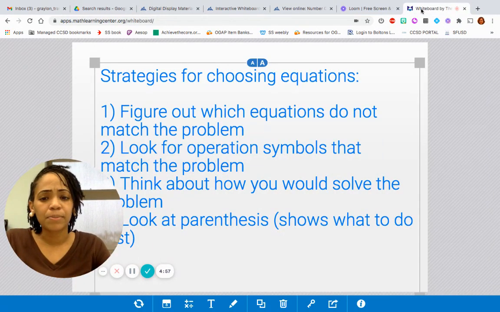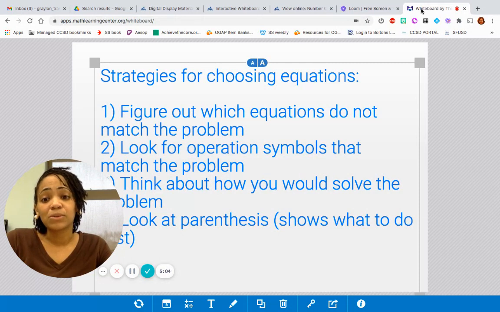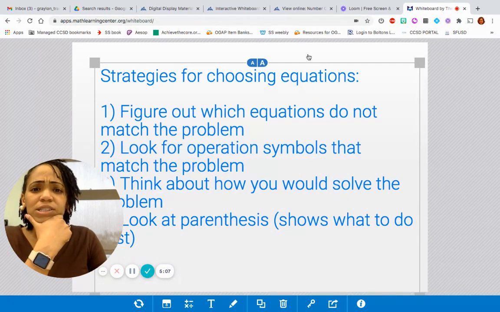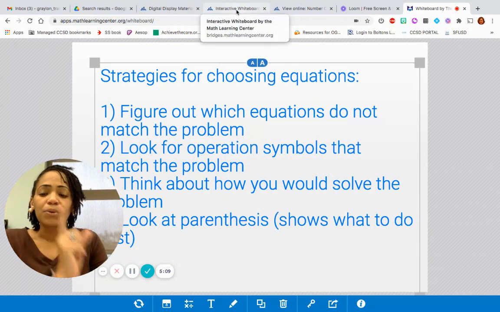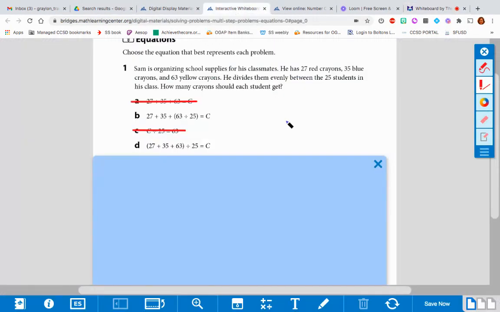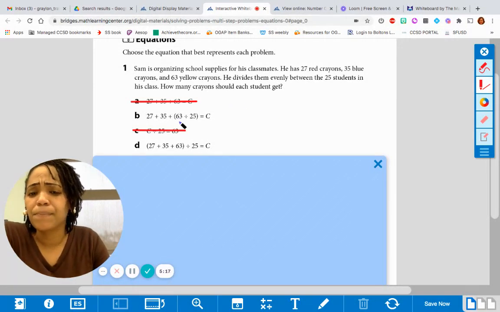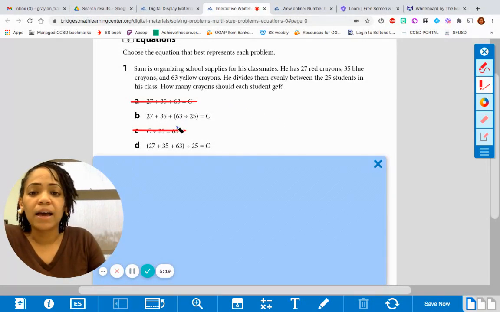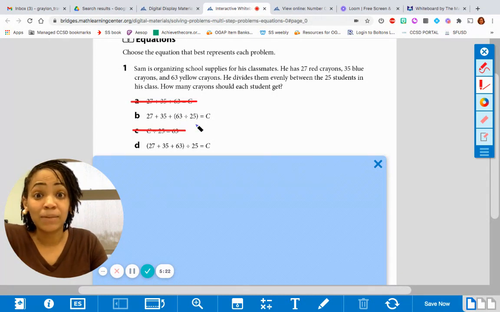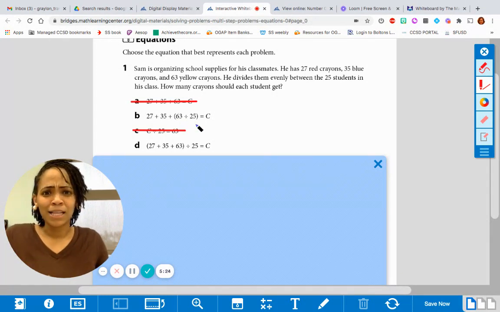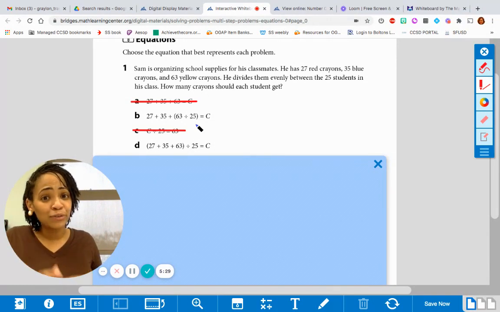We thought about how we would solve the problem. We figured out which ones don't match. We kind of also looked for the operation symbols that do match the problem. Let's see if there's anything in parentheses. Parentheses are really special because it tells us what we're going to do first. So if I look at option B, we have 63 divided by 25 in parentheses, which means that's what we would do first. Is that what you would do first if you were going to solve this problem?